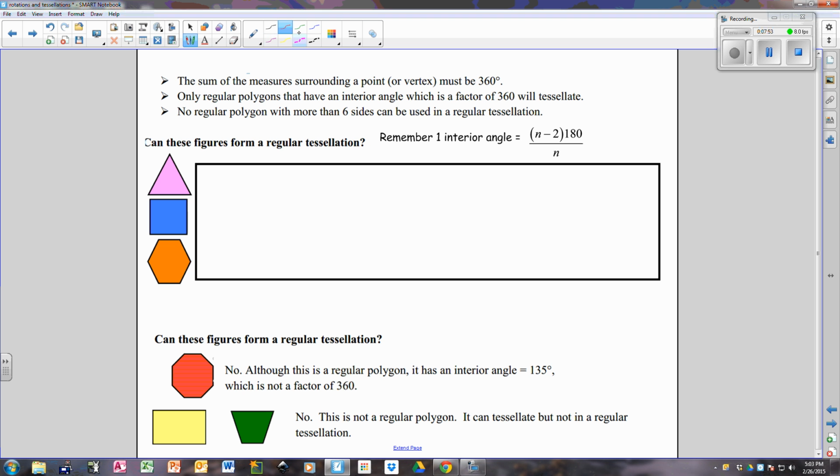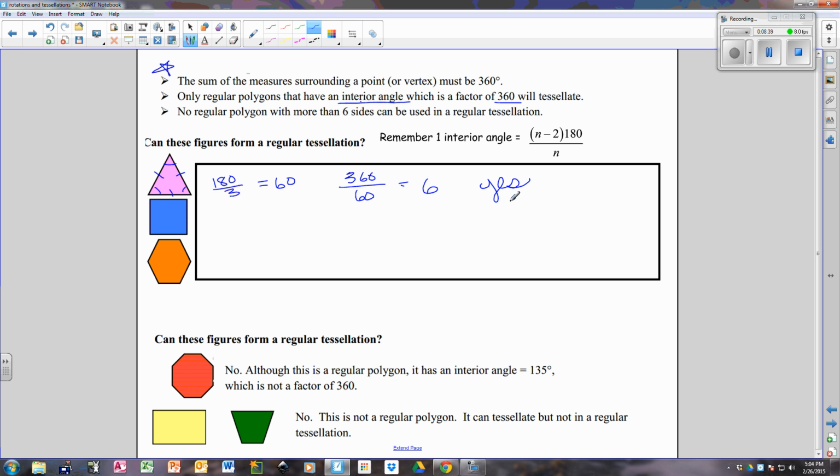So we know that an equilateral triangle has 3 equal sides and 3 equal angles, okay? Do you remember how there's 180 degrees in this triangle and there's 3 angles, so that means each one is 60. At first it says the sum of the measures surrounding a point or vertex must be 360. I'll explain what this means in just a second. Only regular polygons that have an interior angle that is a factor of 360 will work. So you take 360, divide by that interior angle, and I get 6. Since it goes in evenly, yes, it's going to tessellate.